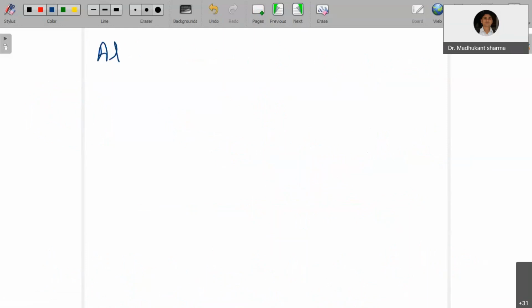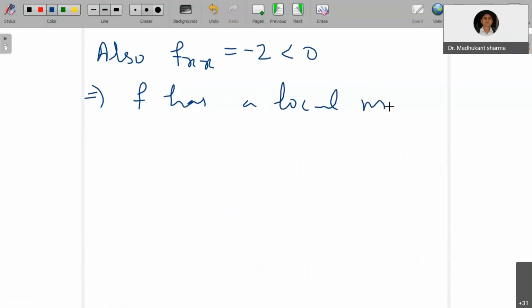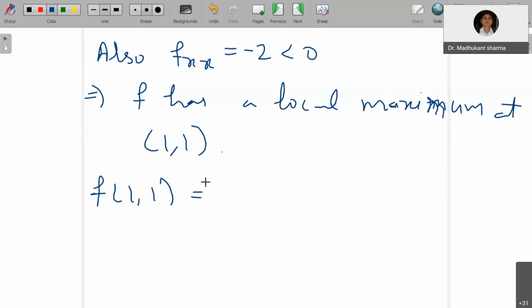Also, fxx equals -2, which is less than 0. So this implies f has a local maximum at (1, 1). And what is the value of f at (1, 1)? Because you have to collect that as well. That's going to be 2 plus 2 plus 2 minus 1 minus 1. So this 2 will get cancelled and that's 4.